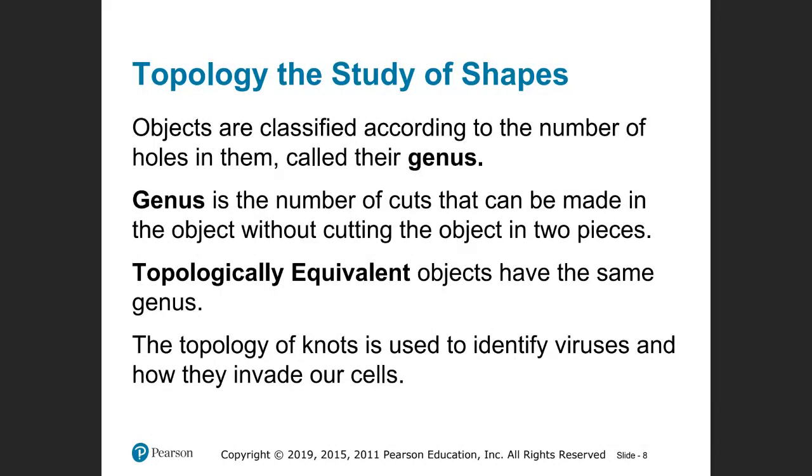Next, topology. This is the study of shapes. Objects are classified according to the number of holes in them, called their genus. Genus is the number of cuts that can be made in the object without cutting the object in 2 pieces. Topologically equivalent objects have the same genus. The topology of knots is used to identify viruses, and how they invade our cells.